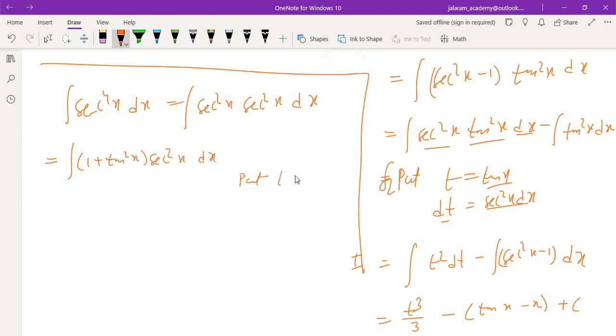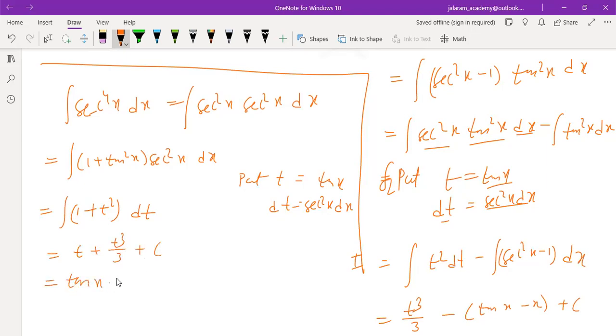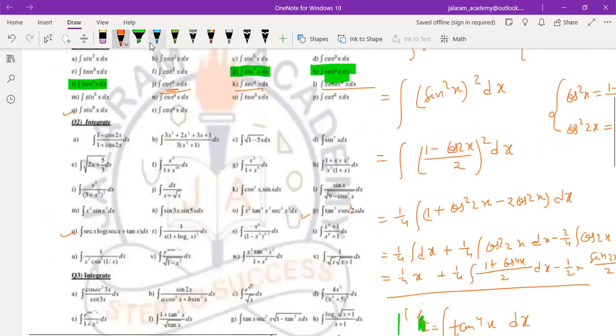Now put t equals tan x. So it becomes 1 plus t square, and on differentiating, dt equals sec square x dx. So sec square x dx becomes dt. On integrating it is t plus t cube by 3 plus c. Then we use the value of t: tan x plus tan cube x by 3 plus c. Similarly, we can solve cosec to the power 4x also, as we have solved sec to the power 4x.